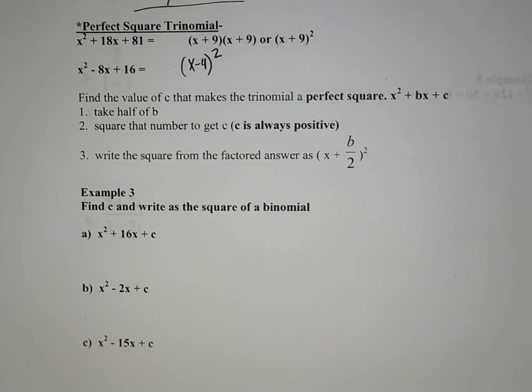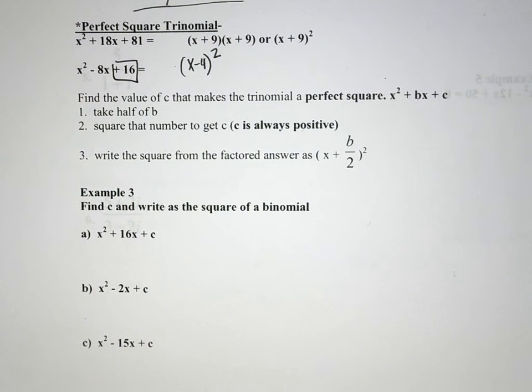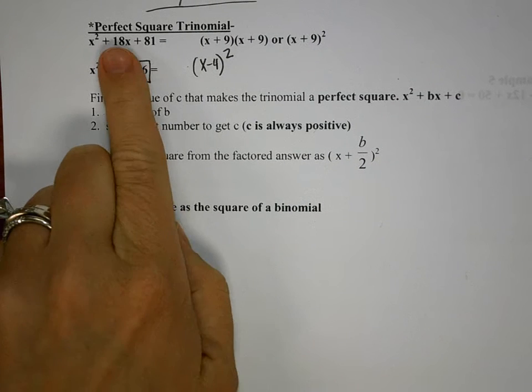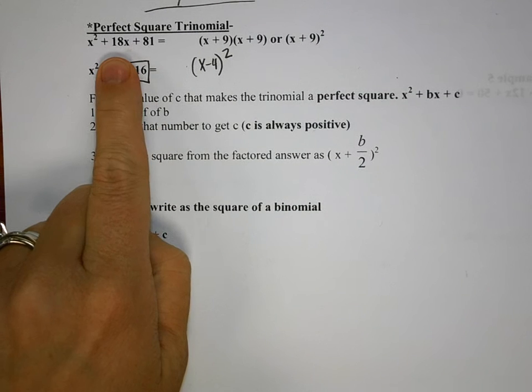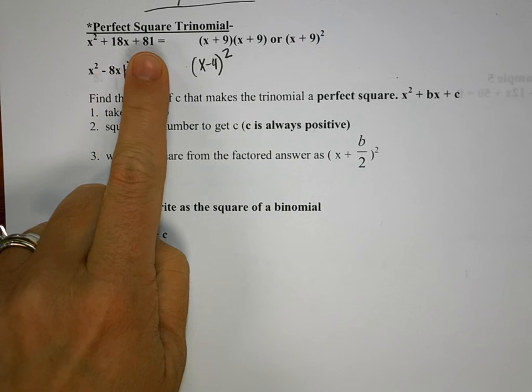So sometimes, and on some of your homework, they want you to find what is the value, the C value. Your C value is always that number at the end that doesn't have a letter with it. They want to know what that number is in order to make it a perfect square trinomial. The way you do it, and if you look here, you always take half of your B number, and square it, you get the number you need at the end.